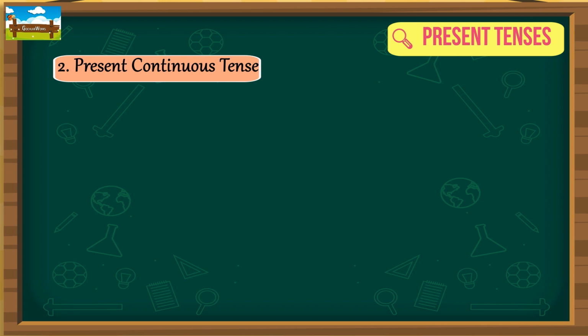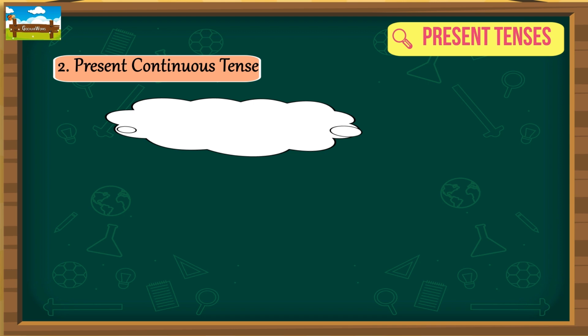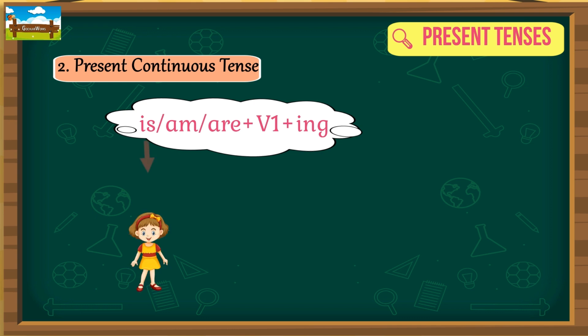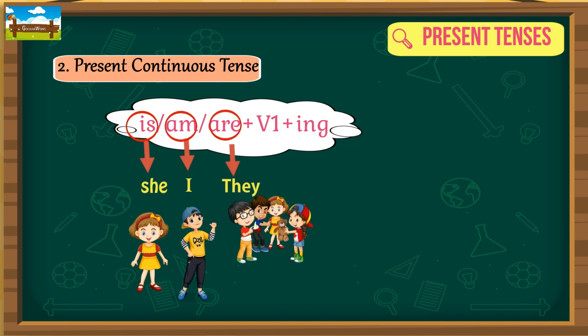Let's talk about the next tense, the present continuous tense. It is used when we want to talk about actions happening right now. The rule for using present continuous tense is to use is, am, or are plus V1 form of the verb plus ing. If the subject is singular, use is. If the sentence starts with I, use am, and if the subject is plural, use are.